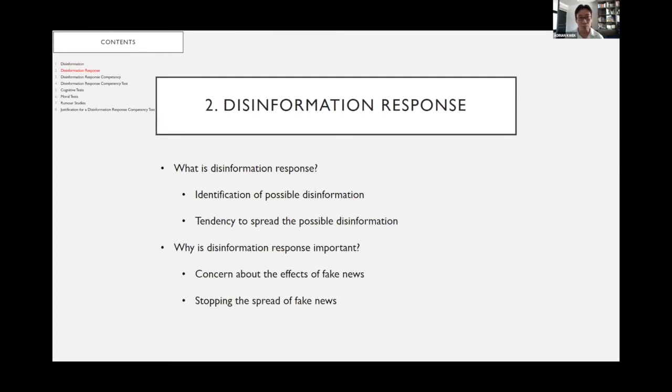Next, we come to disinformation response. What is disinformation response? We stipulate it to be identification of possible disinformation and tendency to spread the possible disinformation. Why is this important? Because of the concern about the effects of fake news, concerns about how it might destabilize society, influence national elections, or even derail public health initiatives. So we are interested in this because we are interested in stopping the spread of fake news.